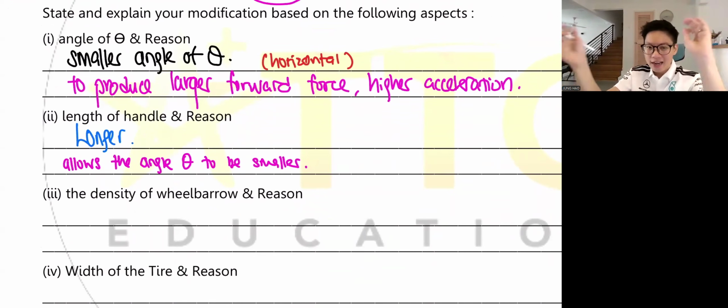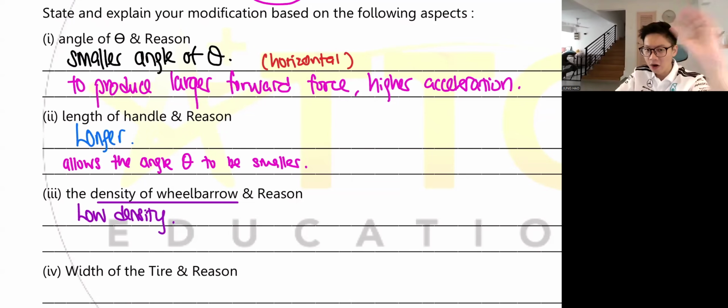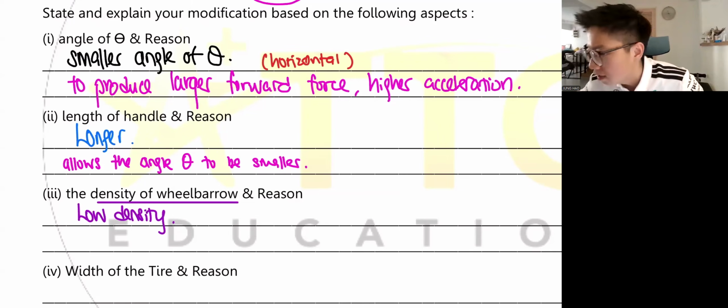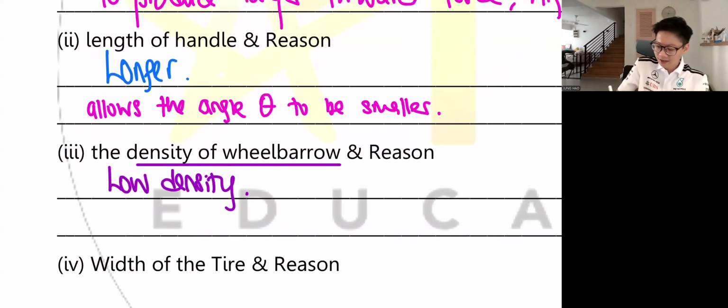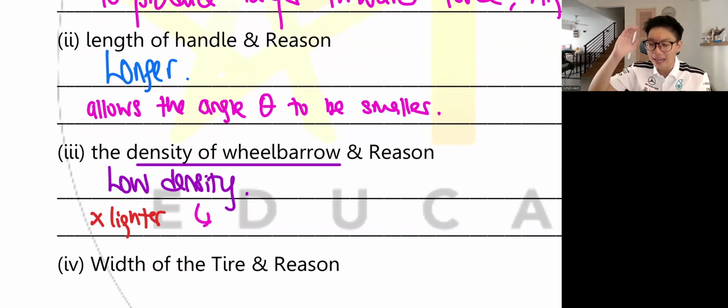Okay, can. And lastly, the density of the wheelbarrow. Okay, guys, so what about the density? So obviously we want low density of the wheelbarrow. But then, hey guys, hang on. Everybody, listen up. How do we explain why low density? I don't want "lighter" first. Lighter, you can write at the end. The first answer immediately after low density that I accept is lower mass.